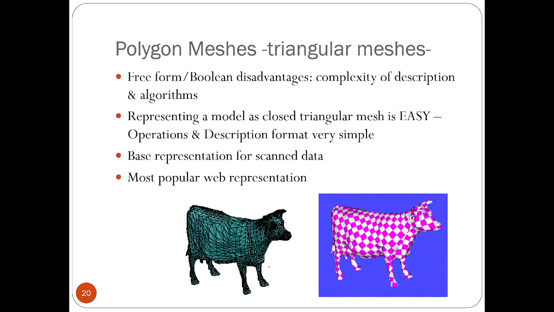The disadvantages with freeform or Boolean are the complexity of the description and algorithms. So representing a model as a closed triangular mesh makes operations easy, and the description format is very simple. It is the base representation for scanned data and the most popular web representation.